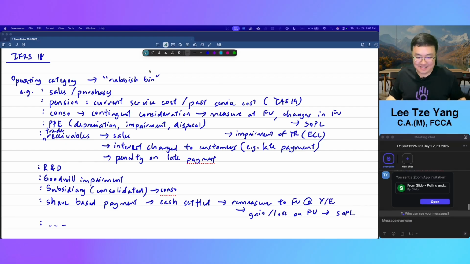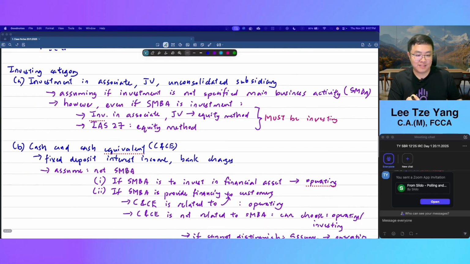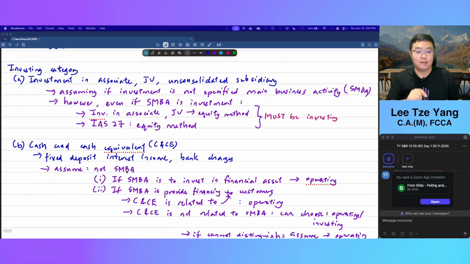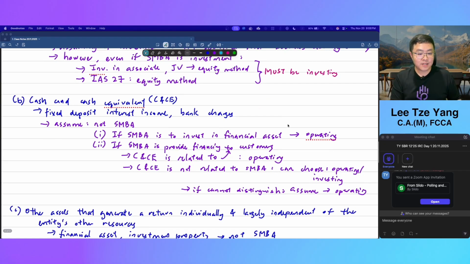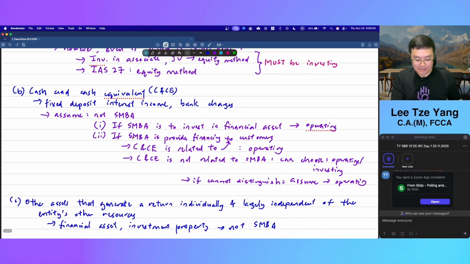My purpose of going through this is to make all of you really understand how we determine whether something is investing or financing. And the categories you see here make it very clear already. Investment in all these things would be investing, but if it is SMBA, then it's operating; if it is not SMBA, then investing. Equity method share is investing. For cash and cash equivalent, we need to see whether the SMBA is investing in financial assets or providing finance. Then it will be operating; if not, just investing.